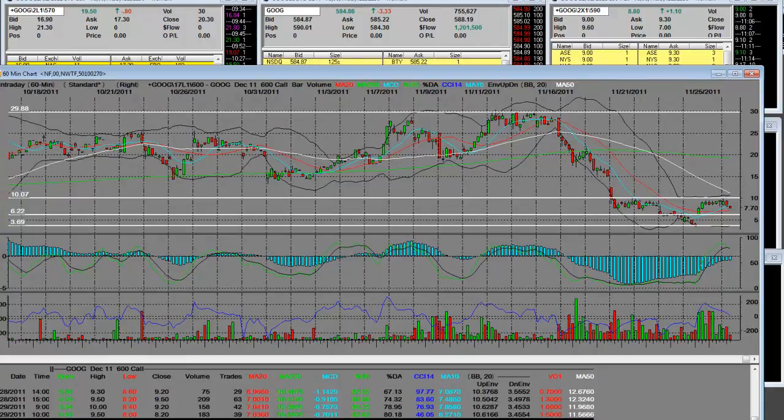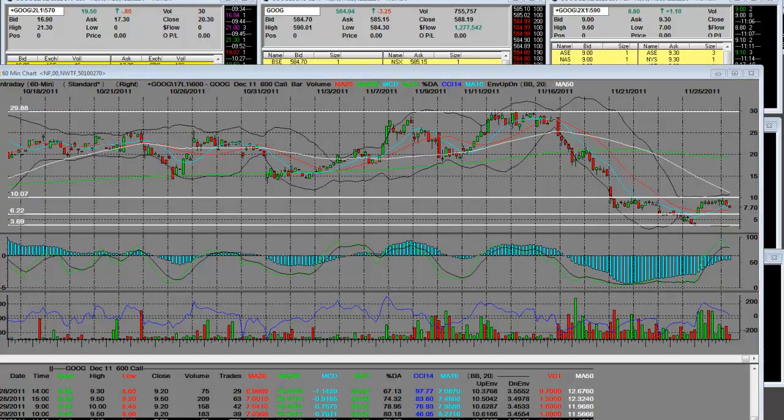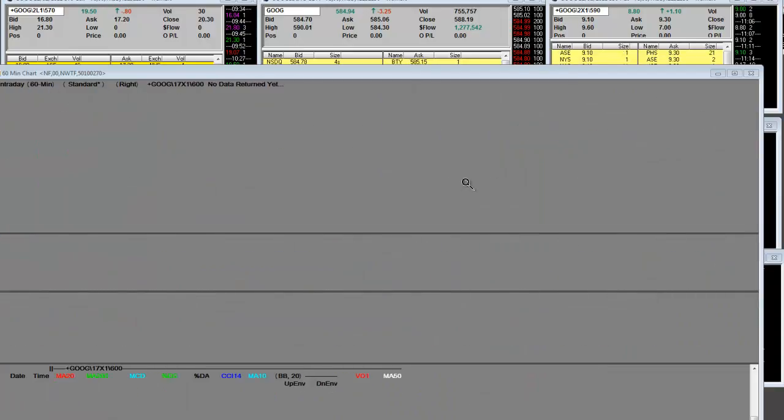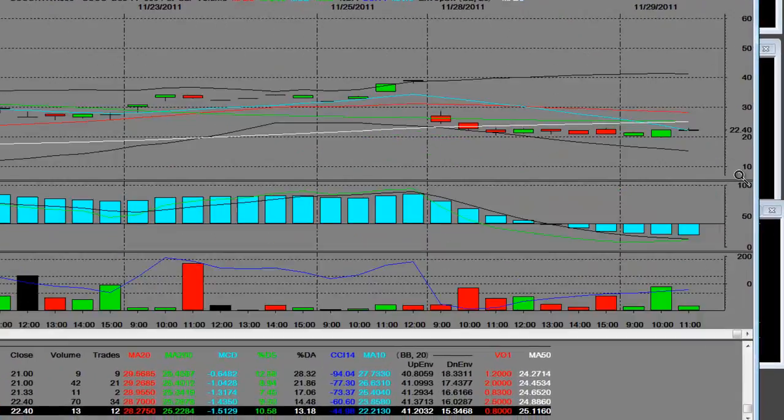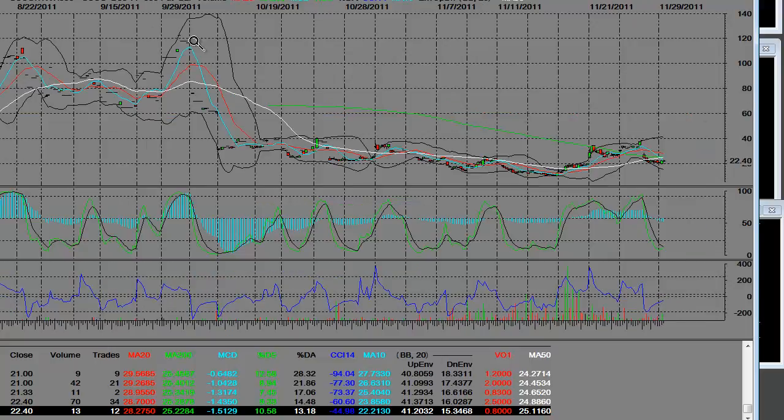So if I go over here to Google and I pull up another, here is the $600 put for 12/17. It's in the money. And you can see that they marked these puts from $40 the other day. They took 100% out of that. Now, they marked down both sides of the market.